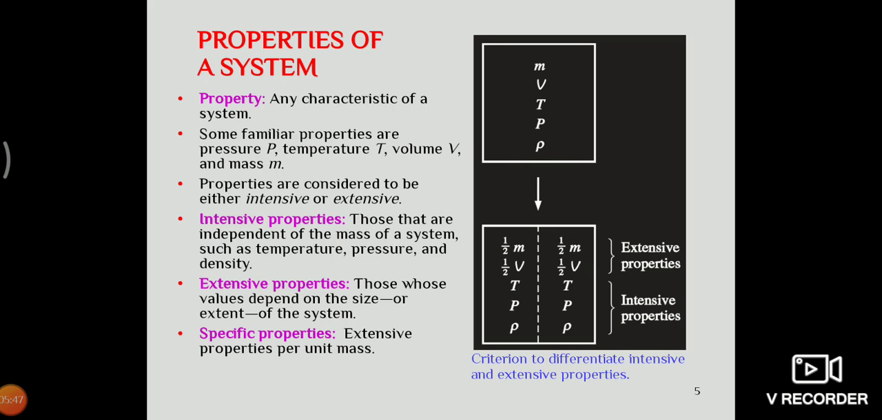So these properties are mainly classified into three types. One is the intensive property, the second is the extensive property, and the third is the specific property. If we define the intensive property, it is nothing but the property which is independent of the mass of the system. Simple definition: the properties which are independent of the mass of the system are called intensive properties.